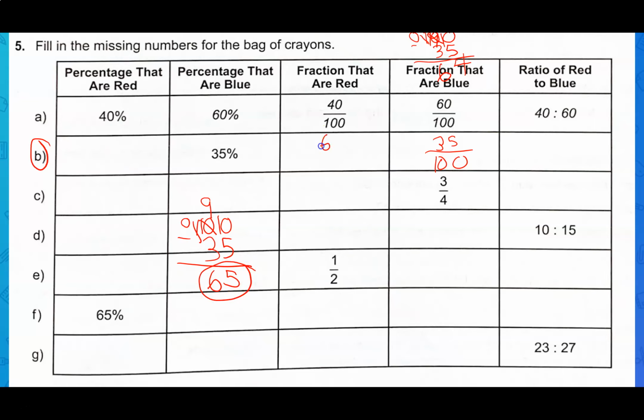Let's fill that in our fraction, 65/100. We know that 65% are red. And finally, our ratio of red to blue. So first we're going to list red, 65 to 35. All right, continue your detective work to fill in the rest of this chart, and then you are done for the day. Well done.